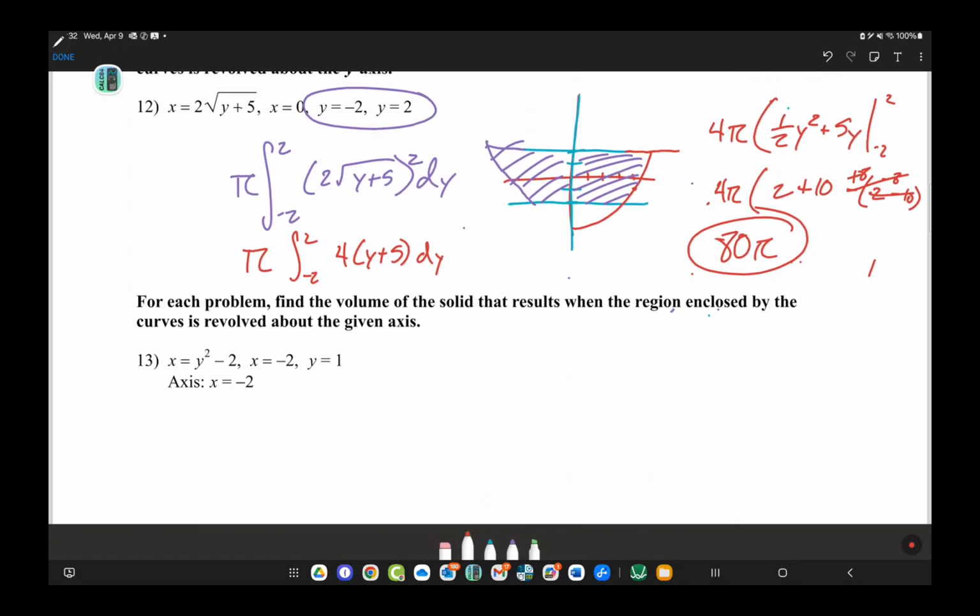All right. Here we have our graph. We're rotating around x equals -2 of x equals y squared minus 2. -2 and y is 1. So, oh, it's a little curved.